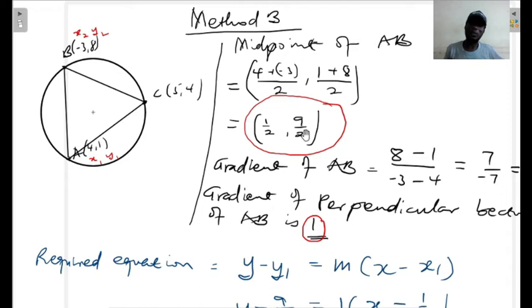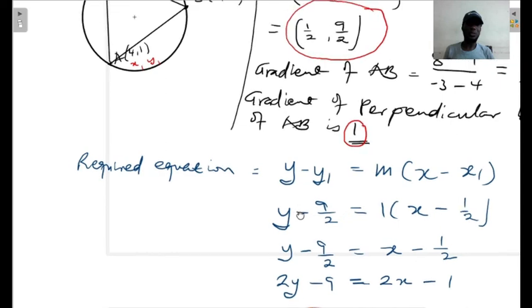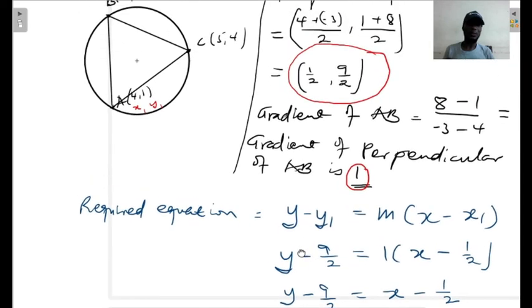I'll find the midpoint of BC. After finding the midpoint of BC, I'll find the gradient of BC. After finding the gradient of BC, I will find the negative reciprocal of that. Then I'll use the midpoint and that negative reciprocal to get the equation of the perpendicular bisector of BC. So that is just what I'm going to do. Since I don't want to be confused, let me write the points here.